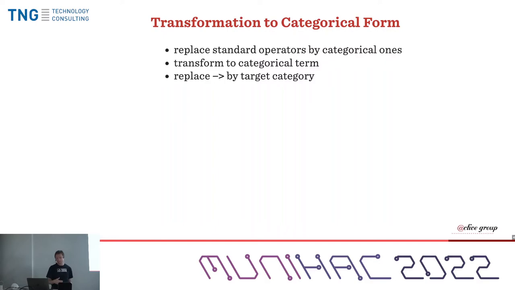So the first step is pretty simple. In our regular Haskell program, we usually use regular functions like map and all kinds of things that are not abstracted yet over the Haskell arrow, right? So somehow we first need to push things into those funky new type classes that we just saw. So the first step is to replace standard operators by the ones that have a k parameter. As you replace them, they will just have a regular arrow there, and things kind of work out. And then we want to transform this into a categorical term that doesn't have any lambdas anymore, and then replace the arrow by the target category. So that's how that's supposed to work.